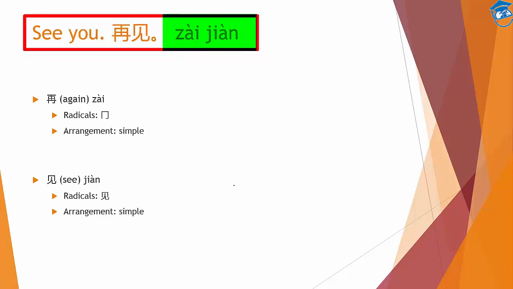Okay, this is see you. 再见. 再, it means again. And this is the pinyin. And the radical is what is enclosing here. The arrangement is simple. And this is how I write it.